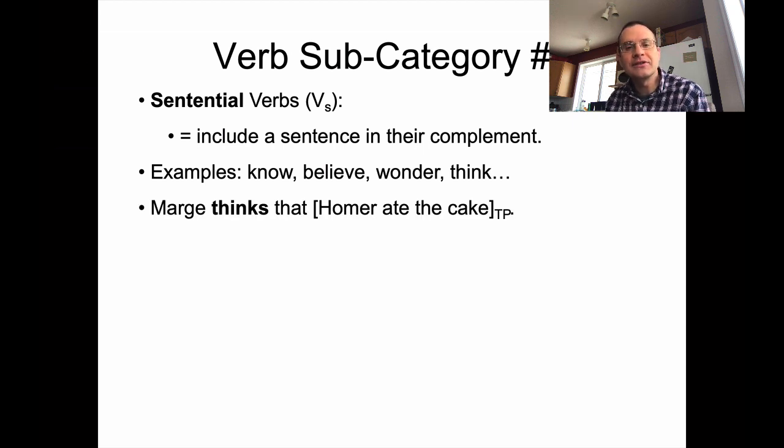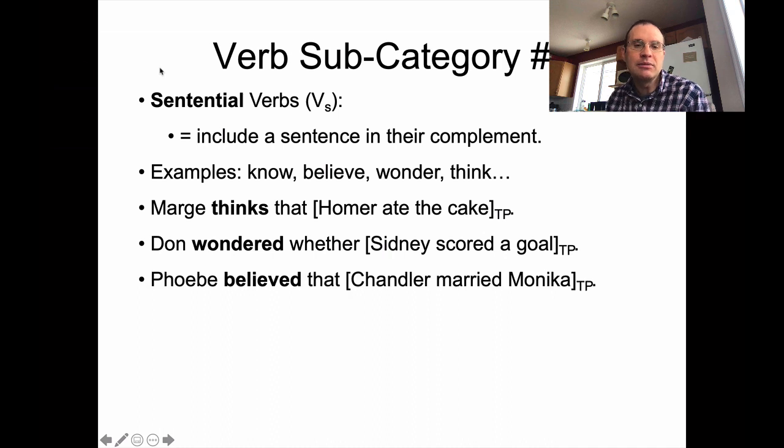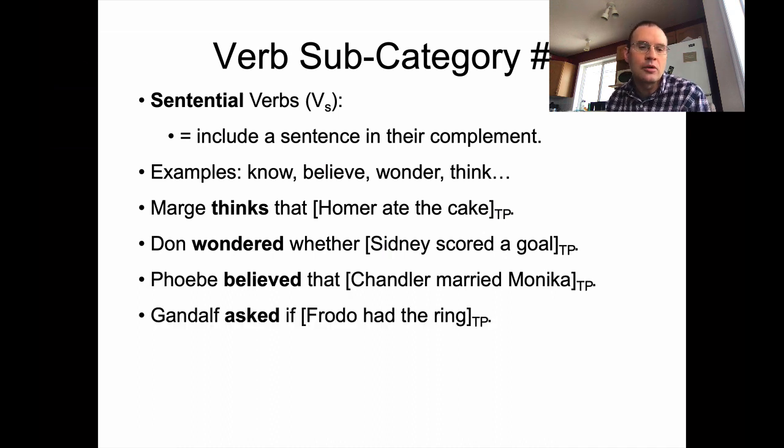So Marge thinks that Homer ate the cake. These are interesting because you have Marge thinks, which could be a sentence by itself, and then we have another sentence embedded in that sentence, Homer ate the cake, which I'm bracketing out here as a TP. And then these are linked with this interesting little word that. I'll give you some other examples with different linking words. So Don wondered whether Sydney scored a goal. Again, this is a sentence by itself embedded in the bigger sentence, and the linking word is whether. Or Phoebe believed that Chandler married Monica, or Gandalf asked if Frodo had the ring, so on and so forth.